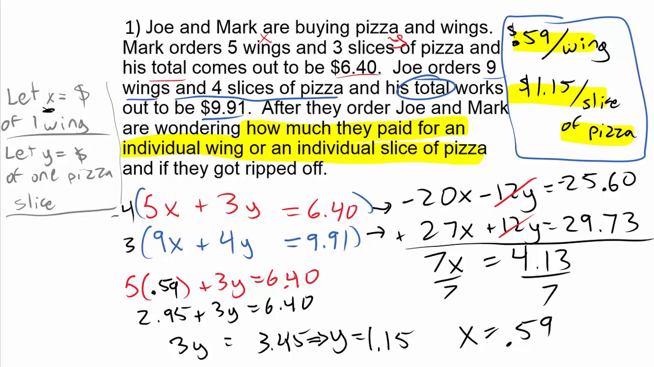But really, if you're a student taking the Keystones in Pennsylvania or a standardized test that really makes you understand this stuff, you really should not be stopping at 0.59 and 1.15. You should be writing out what these represent. Okay, we're going to go to one more.